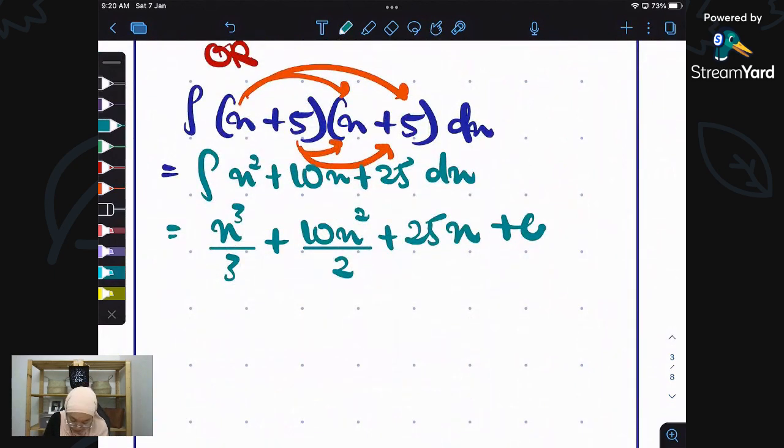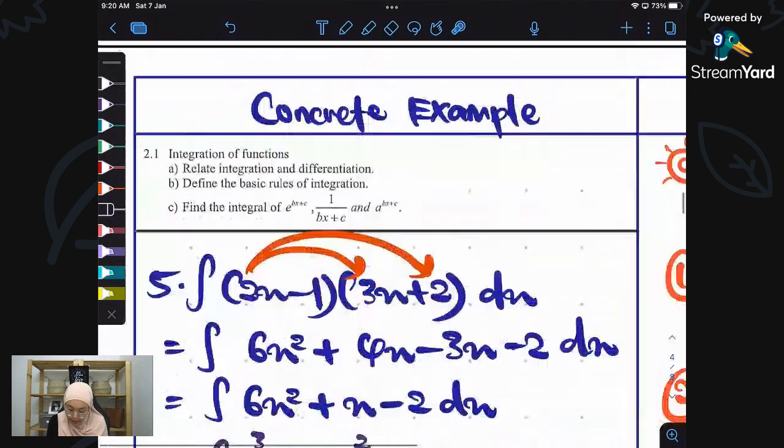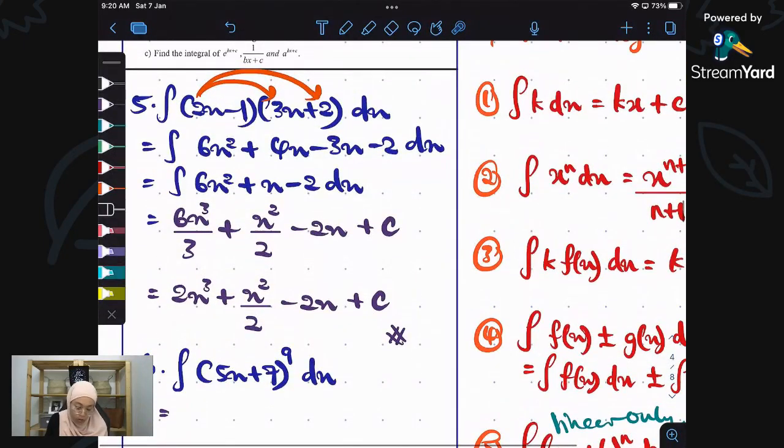So, that's it. No more equal. This is the final answer. And these are actually equal to each other. You tak percaya, you boleh kembangkan x kuasa tiga. Jawapan tetap sama. Let's go to the next example, which is the same as what I did just now.